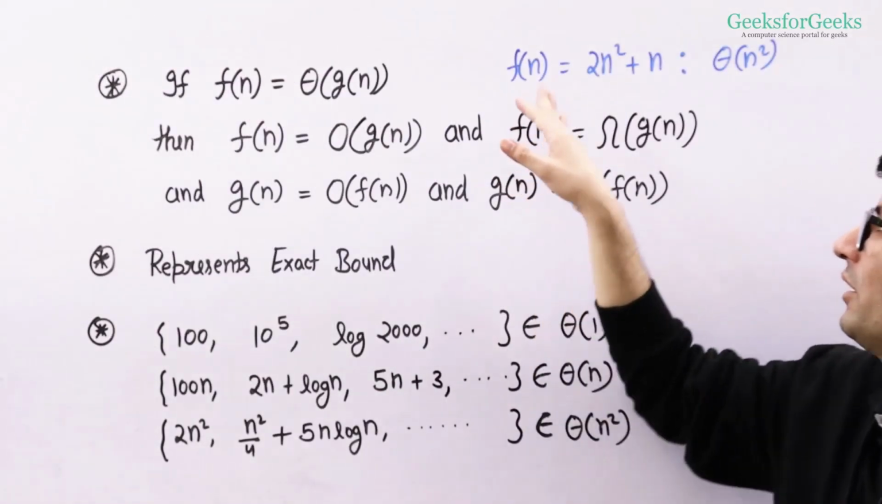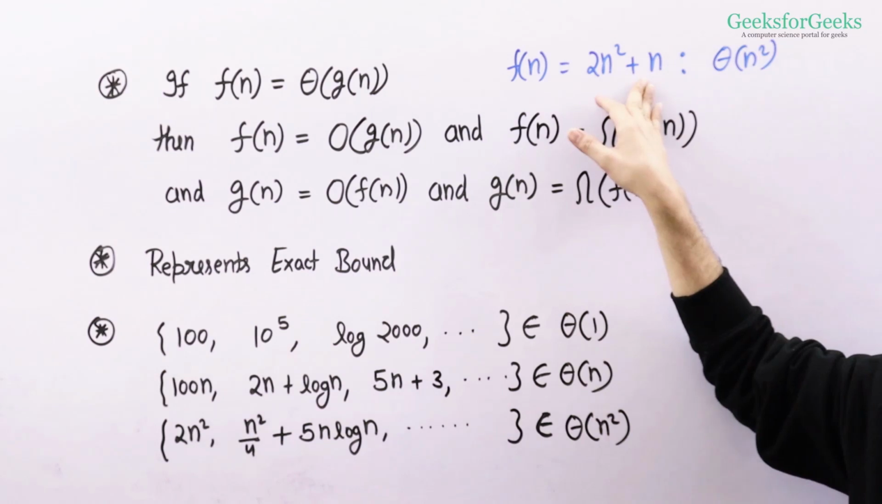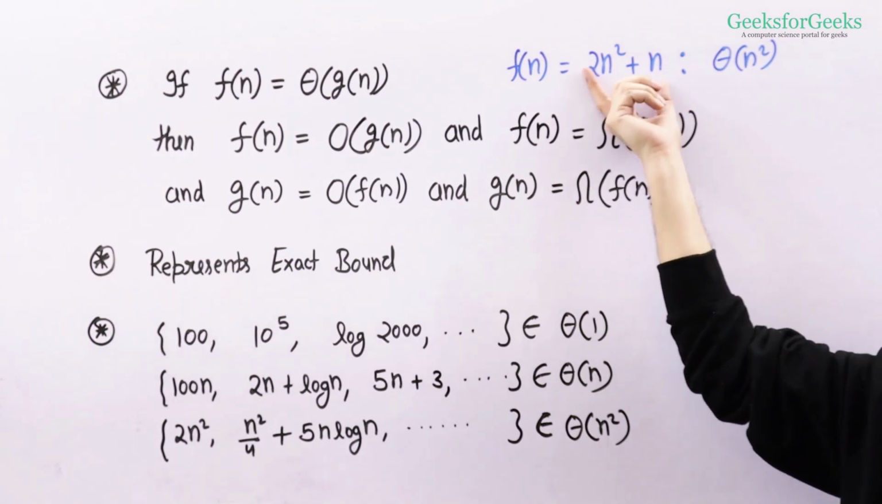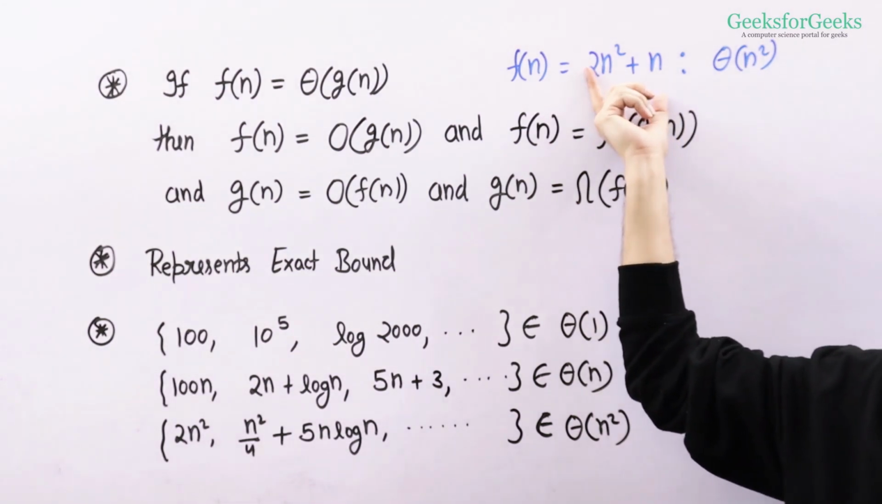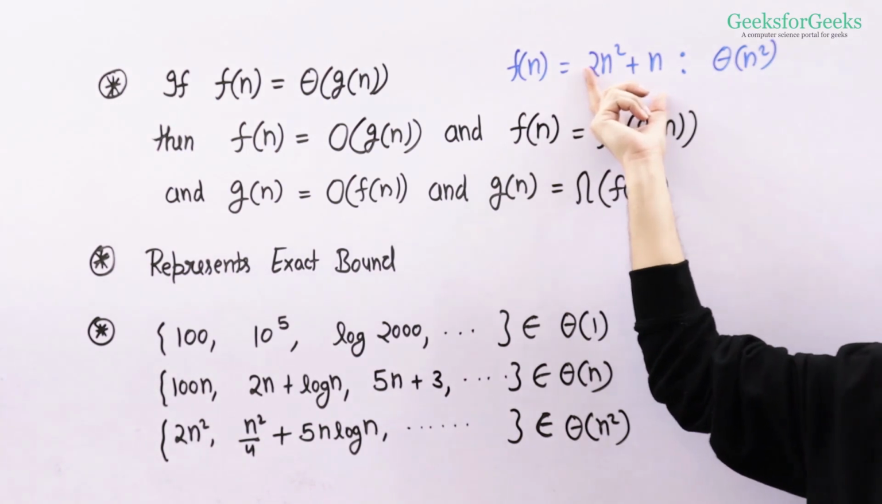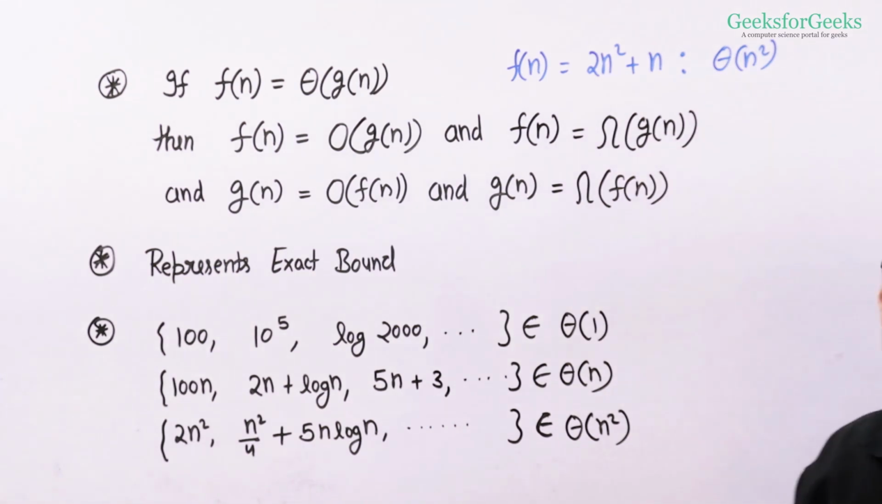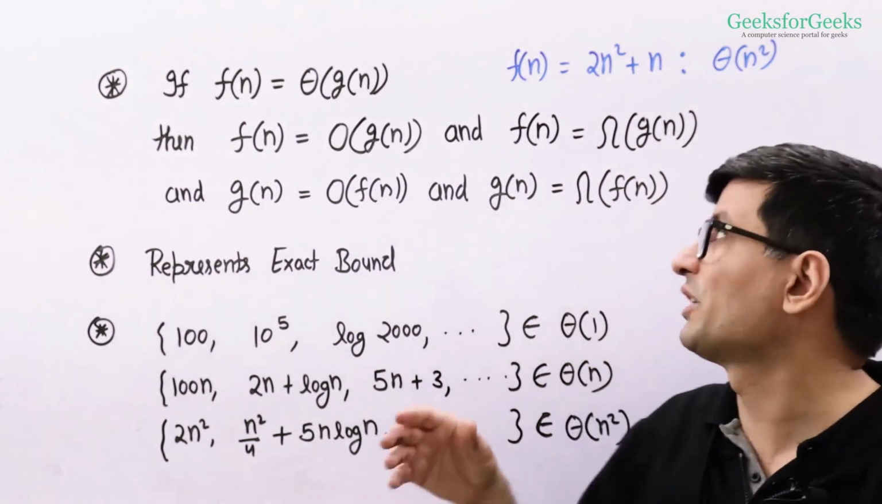For example, if fn is 2n square plus n, we can write it as theta n square. And we can also write it as big O of n square, we can also write it as big omega of n square. And similarly, n square can be written as big O of 2n square plus n.